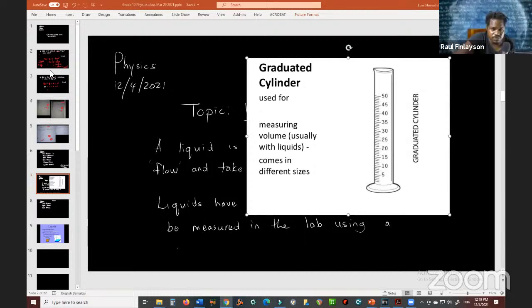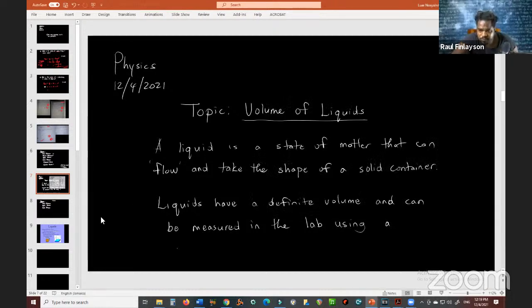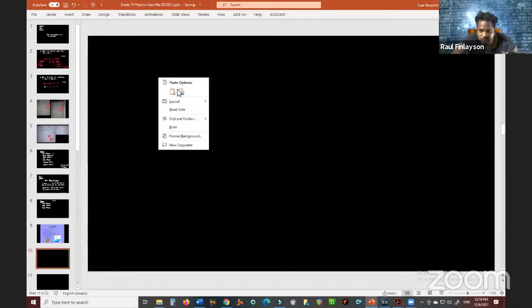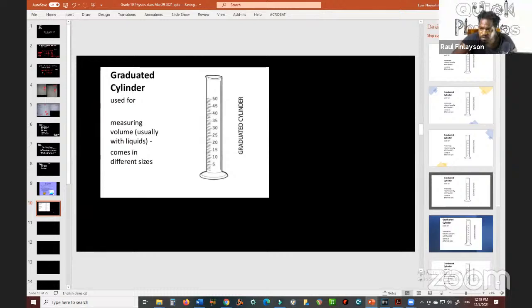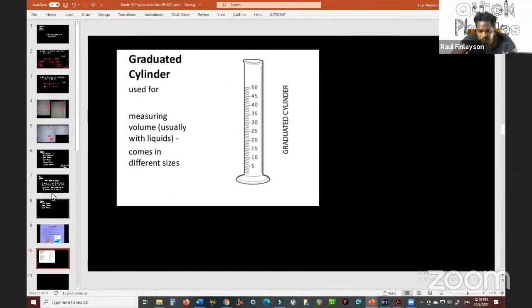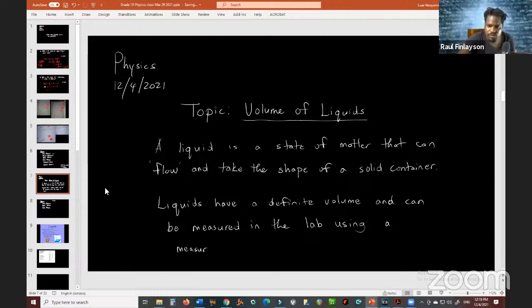All right. So let's move this to another slide. Cutting that one out and putting it here. By the way, it's also called a measuring cylinder. In fact, let's put the word graduated, because does anybody know what the word graduated means?